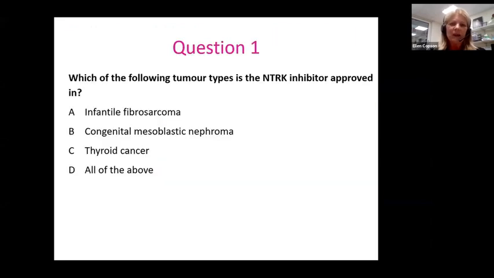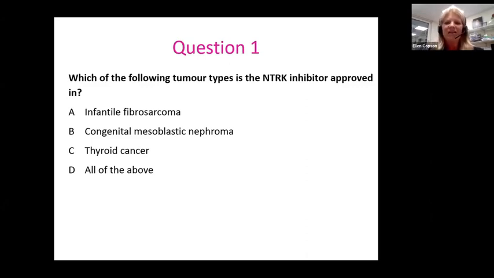The latest kid on the block is the NTRK inhibitors. And just to make sure that some of you out there are still awake and listening and haven't just put your headphones down to watch EastEnders, there's a question for you, and we should be able to get a poll up. Which of the following tumour types are the NTRK inhibitors approved in now by NICE? Excellent. It looks like the vast majority have heard of these drugs, which is fantastic.